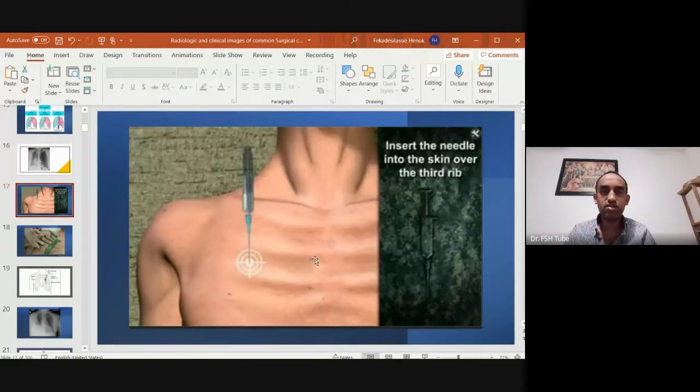This is how you do it. So where do you do it? Second intercostal space. Insert the needle into the skin over the third rib. Why over the third rib? Why not under the second rib? This is the first intercostal space. This is the second intercostal space. This is the midclavicular line. So second intercostal space, midclavicular line, over the third rib, not under the second rib, to avoid the neurovascular bundle.